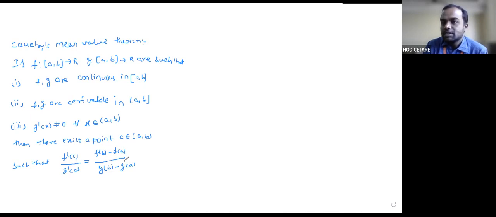Here f and g are two functions satisfying Cauchy's mean value theorem. The three conditions are satisfied. The first condition is they are continuous in the closed interval [a, b]. The second condition is f dash of x and g dash of x exist in the open interval (a, b). And the third condition is that compulsorily g dash of x is not equal to 0.